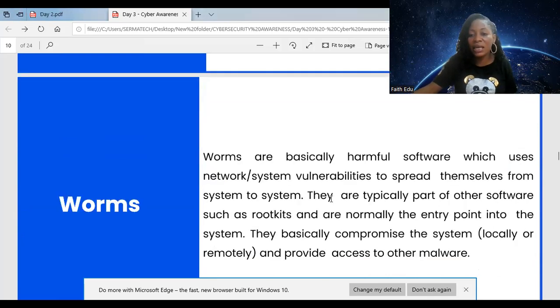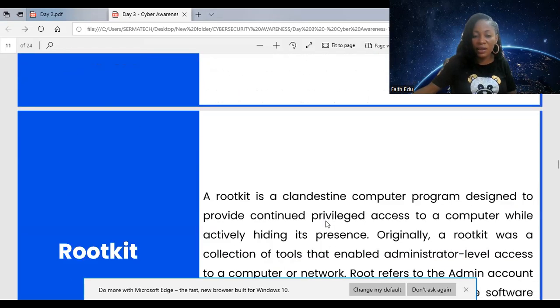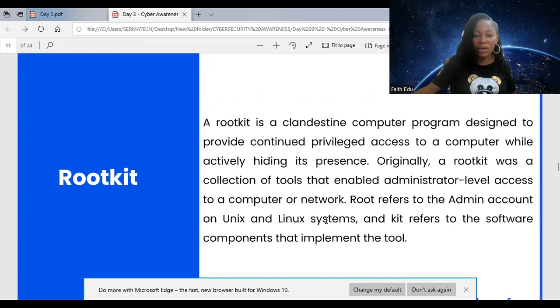Worms are basically harmful software which uses network or system vulnerability to spread themselves from system to system. They are typically part of software such as rootkits, and normally the entry point into the system. They basically compromise the system and provide access to other malware. Worms come in and provide access to other malware to gain entry into the computer system. Very harmful. And then next we have the rootkit.